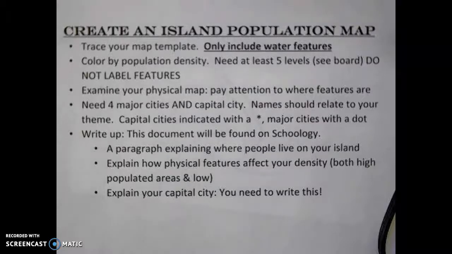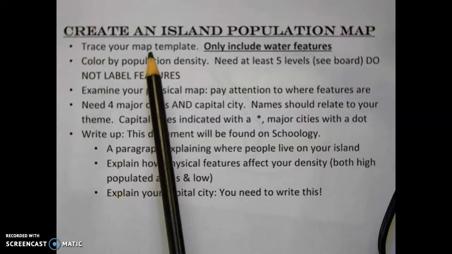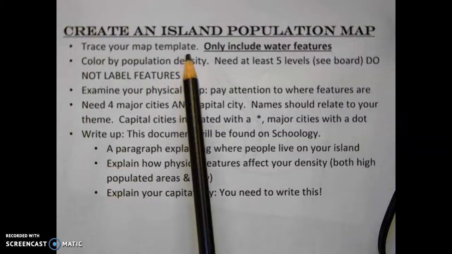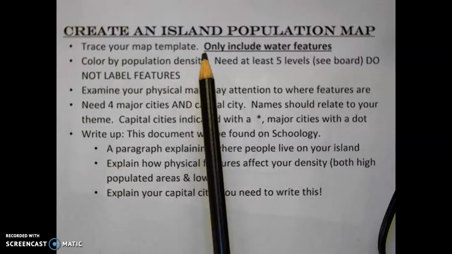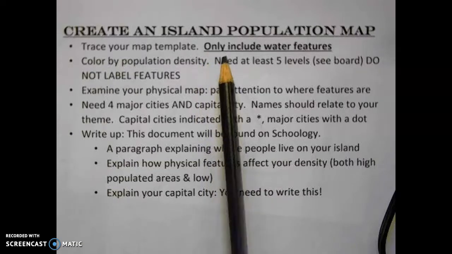All right, Global Studies. Today we are going to create your island's population density map. In order to do this, you are going to need your physical map template or physical map itself, because as you can see here on the first bullet point, you are going to trace your map template. All right, but you can also trace your physical map if you don't have your template anymore, because when you trace it, all you're going to do is trace the outline of your island, including only the water features.